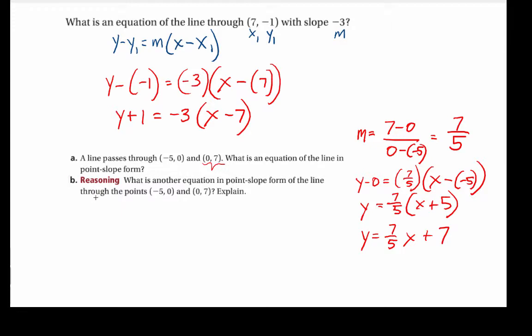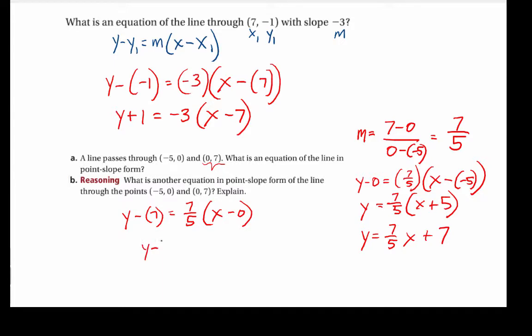Part B says, what is another equation in point-slope form of the line through the points -5, 0, and 0, 7? So another equation, what's that mean? Well, what they're getting at here is we chose -5, 0 over here in our equation. Let's choose 0, 7. Both points are on the line, so we could use either point in our equation. So y minus 7 equals 7/5 times the quantity x minus 0.